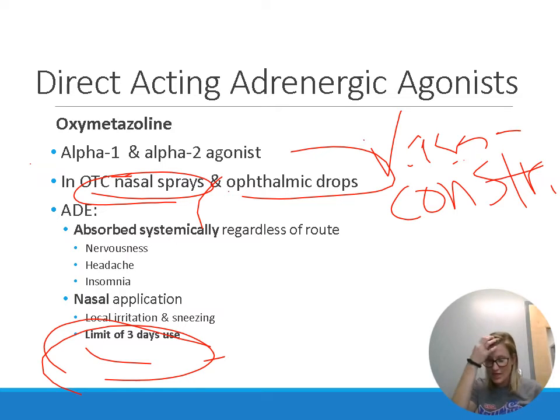So they've got 3 days to try and get their congestion under control, and then they've got to stop using it. If it's used longer, the nasal mucosa actually becomes dependent on it, and when they stop using it, they get severe rebound congestion, even worse than it was to begin with, right? That doesn't happen if they only use it for a day or two, but any longer than 3 days, then there's a big risk for severe rebound congestion.